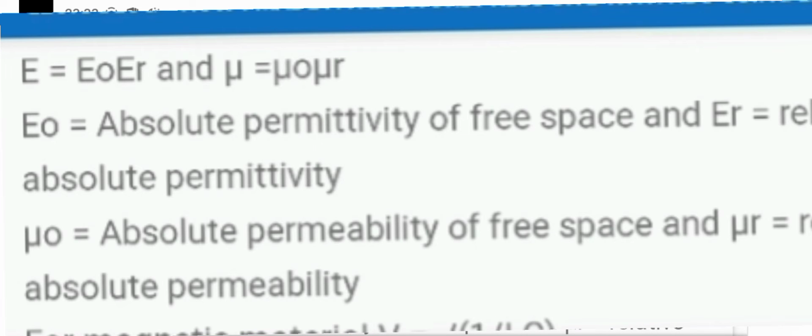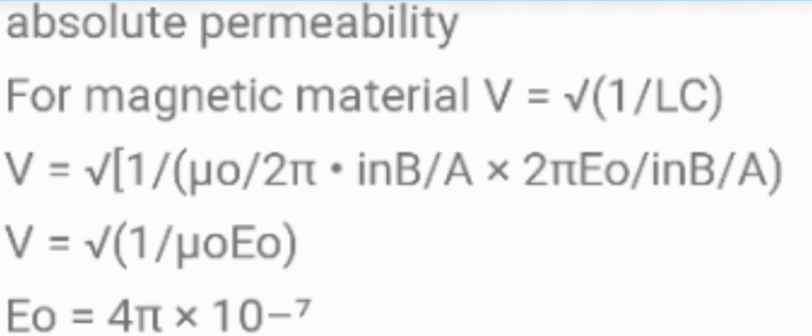Mu is the absolute permeability of a medium, and epsilon is the absolute permittivity of a medium. We have epsilon naught as the absolute permittivity of free space, and epsilon R as the relative permittivity. Mu naught is the absolute permeability of free space, and mu R is the relative permeability. For magnetic material, V equals 1 over root LC. This is how to solve it.